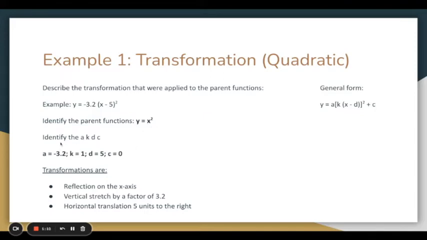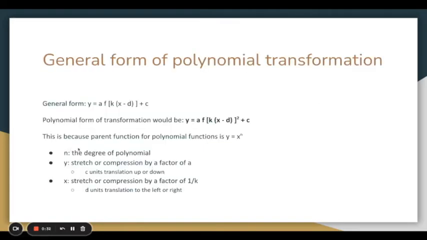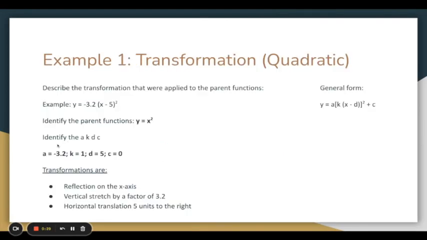Then next, we need to identify the a, k, d, c values. So this is easy. We have learned this before as well. So a is negative 3.2, k is 1. We can see there's an invisible 1 right here. And d is 5, and c is 0. There's no c value. So from this, we can understand that transformations are reflection on the x-axis, as a is a negative value, and vertical stretch by a factor of 3.2, and horizontal translation 5 units to the right. So this part we also need to memorize from what I explained previously.